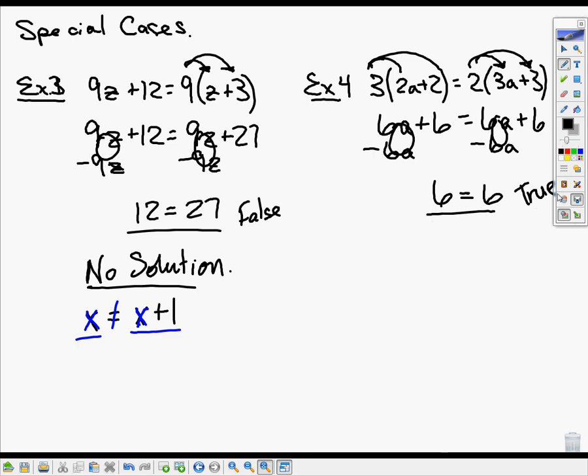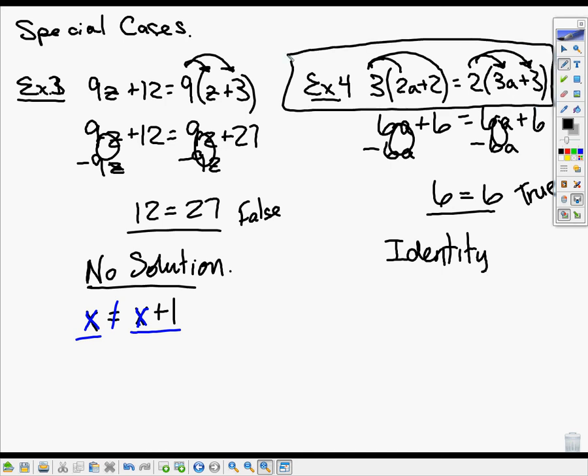And if you ever get a true statement there, this is going to get called the identity. And when you have the identity, it means that every number is a solution. Or anything you ever substitute in for a in this equation up here will come out to make the two sides correct.